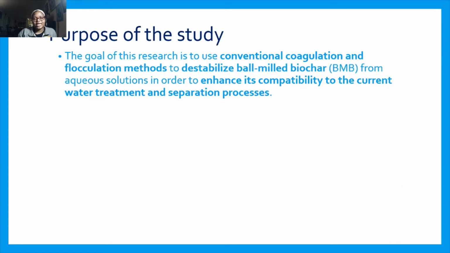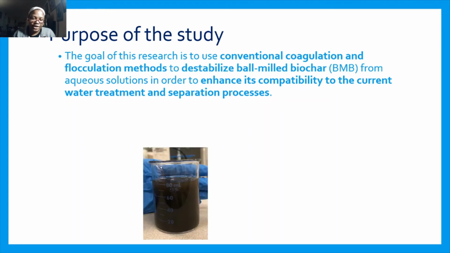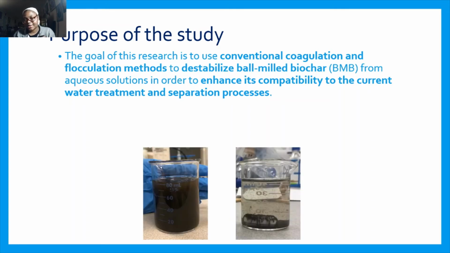So the purpose of the study is to use conventional coagulation and flocculation methods to destabilize ball mill biochar from aqueous solutions in order to enhance its compatibility with current wastewater treatment. So what we want to do is basically turn this water into this, where the particles are aggregated at the bottom of the jar.